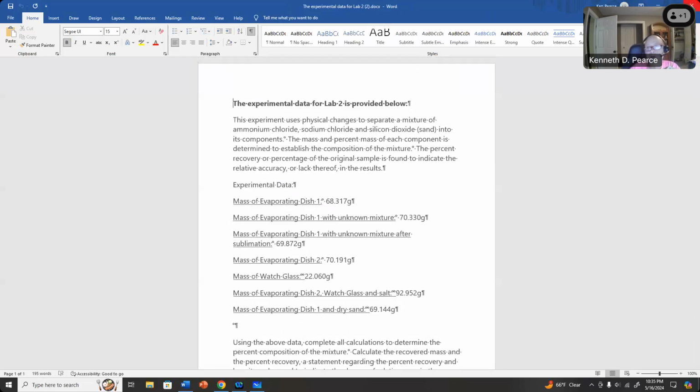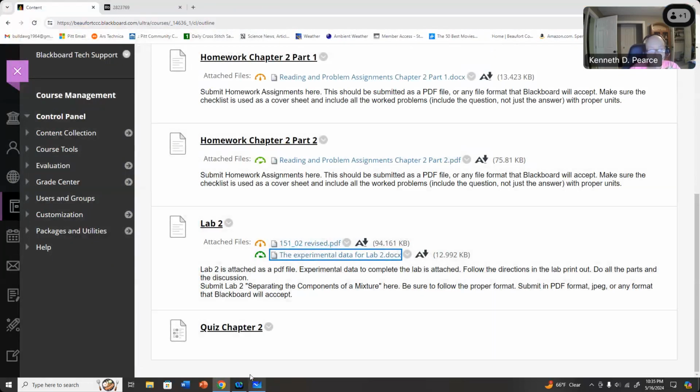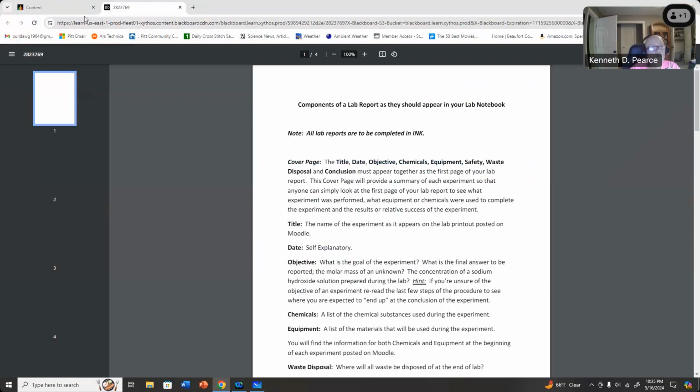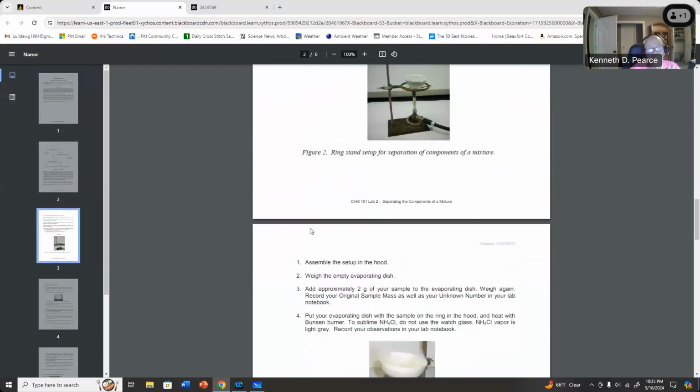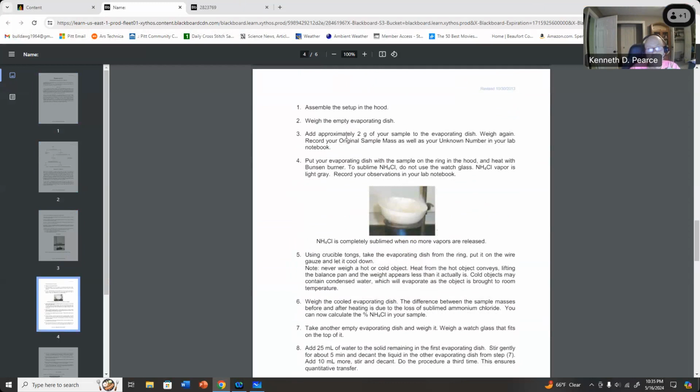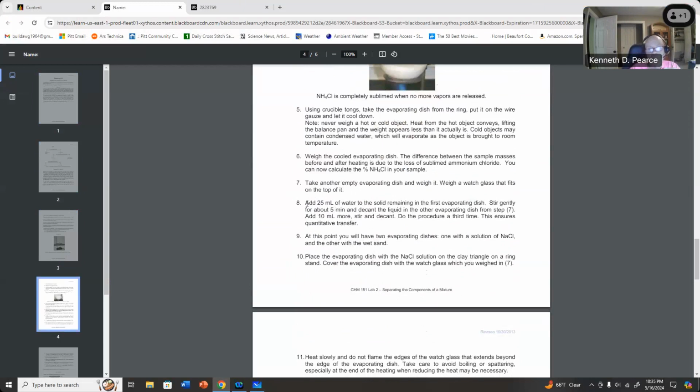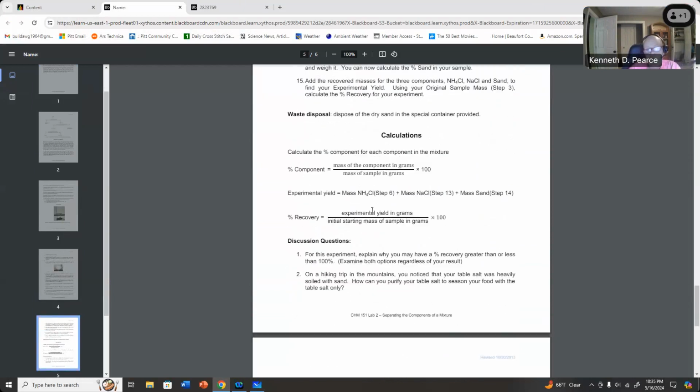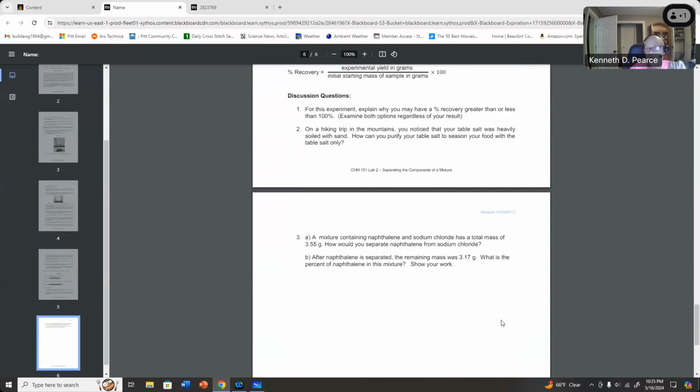It's not a whole lot of data, but to be able to do the lab, you're going to need that data because it's going to say, what's the evaporating dish? How much of your sample? You get that by taking a difference. You should have 2 evaporating dishes, and you just read it carefully. Here's the calculations. The calculations are usually laid out in each one of these labs for like page 2 and so forth after your observations. And then you just answer the discussion questions. You see? All the labs look like that.